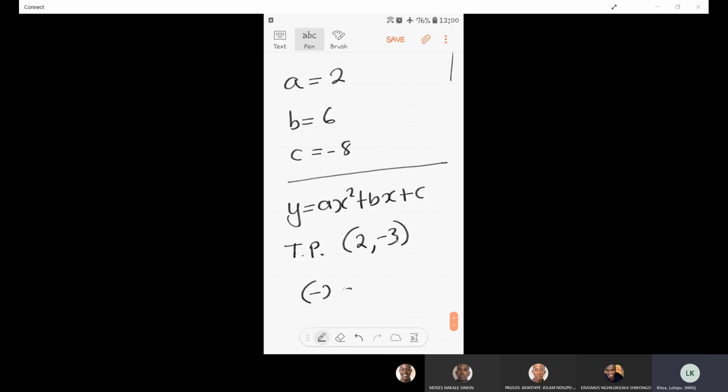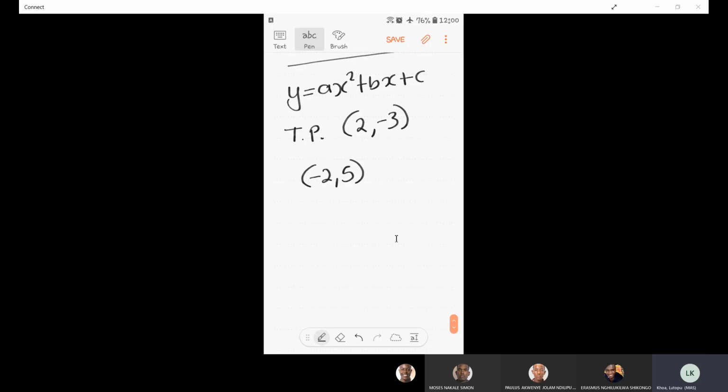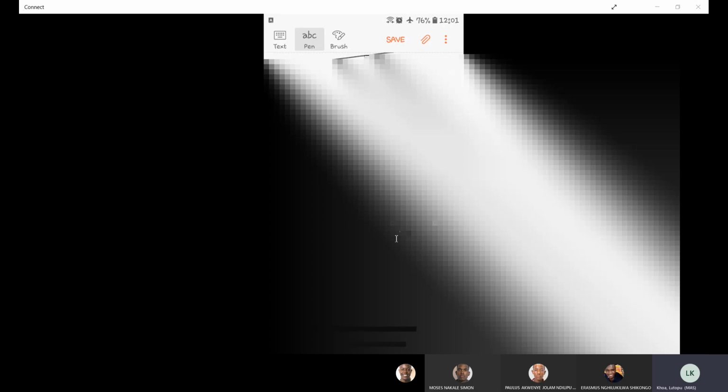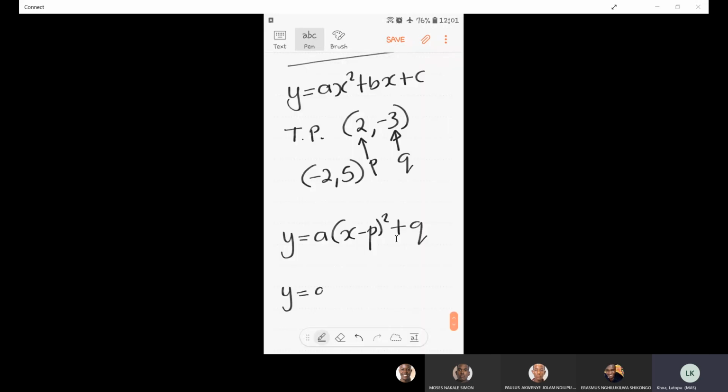So with this one, we just use the formula for the turning point, which is y is equal to a times x minus p squared plus q. Your x coordinate of the turning point will be your p, and the y coordinate of the turning point is your q. So you just substitute them. We have y is equal to a times x minus 2 squared, plus minus 3, which is just minus 3.